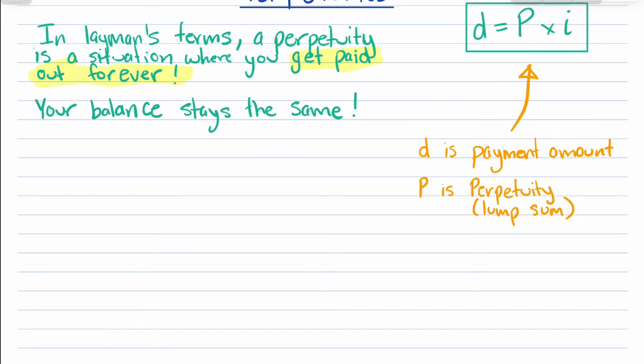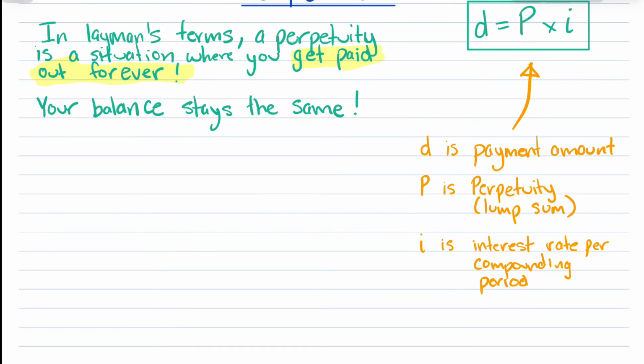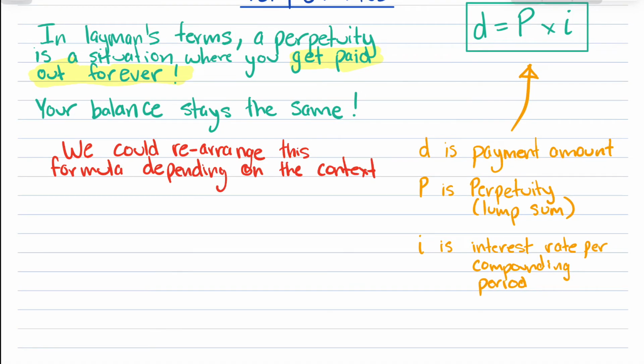P is the perpetuity, which is the lump sum of money that you're going to be giving to someone so that you can get paid out on a regular basis for doing no work. And I is the interest rate per compounding period. So with this formula here, we could rearrange it depending on the context and depending on what we're trying to find. So sometimes we're just trying to find the payment amount, but sometimes we might want to find the perpetuity amount or the interest rate.